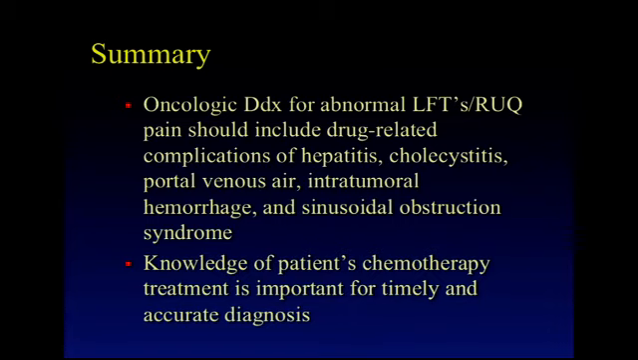So in summary, it's important to consider special diagnoses when you're looking at an oncologic patient who comes with abnormal liver function tests or right upper quadrant pain, and they should include thinking about drug-related complications of hepatitis, cholecystitis, portal venous air, intratumoral hemorrhage, or sinusoidal obstruction syndrome. And it is very important to know the patient's chemotherapy in order to make a timely and accurate diagnosis.